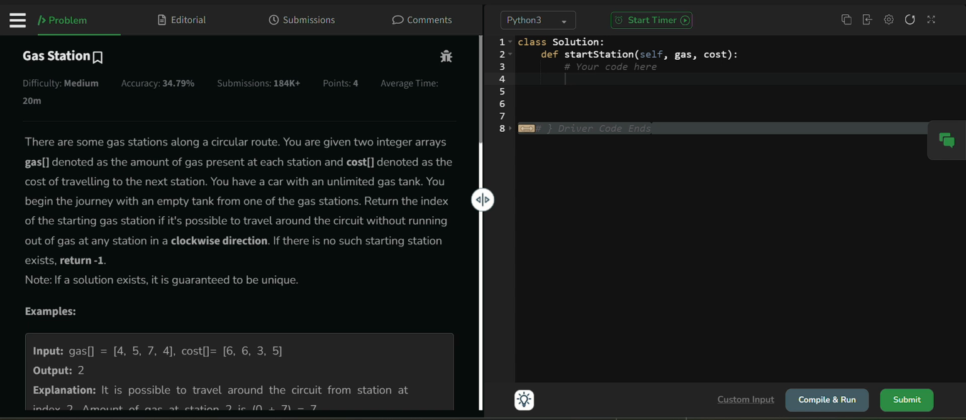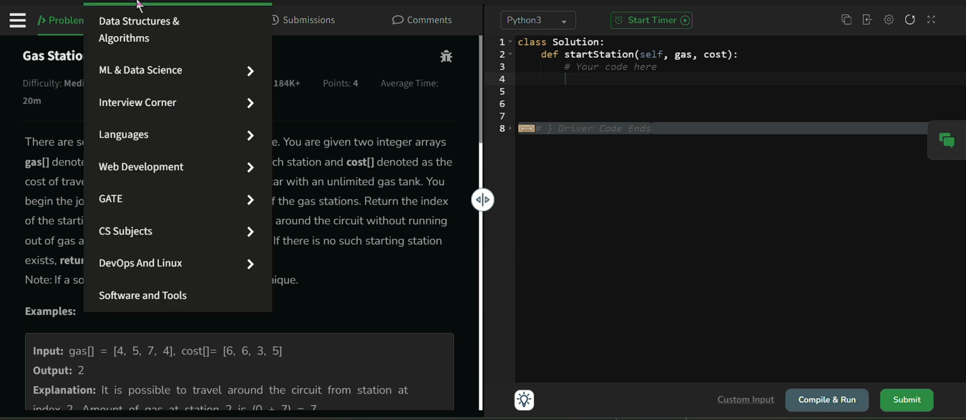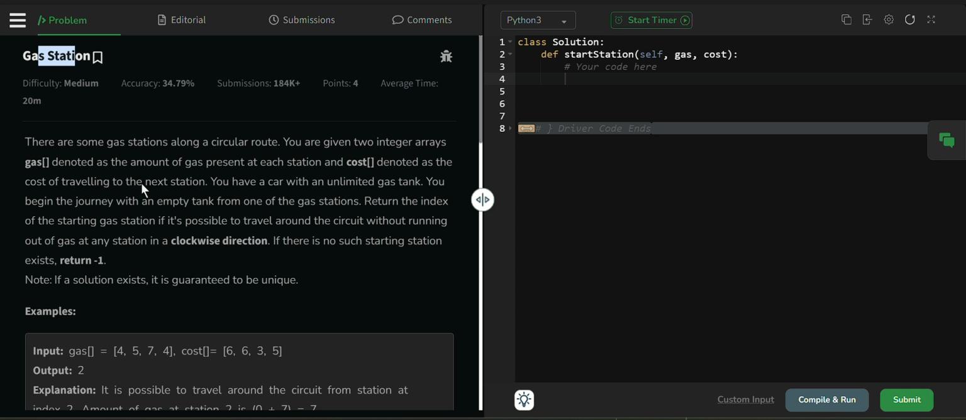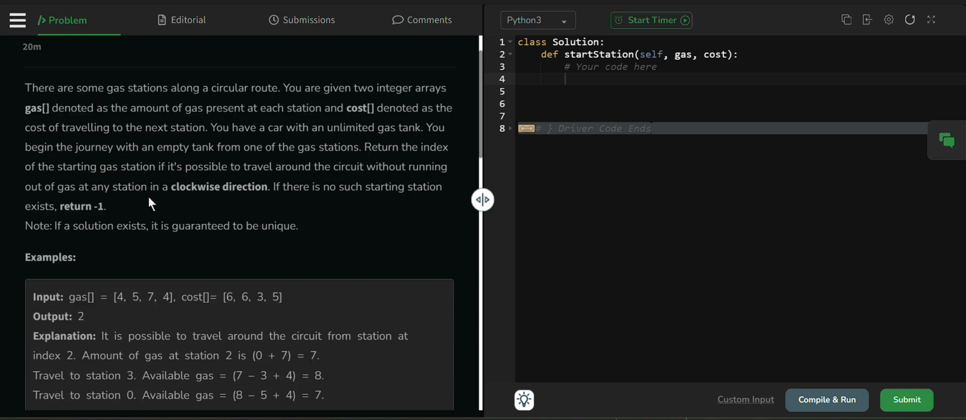Guys, in this video we are going to solve this gas station problem which is on GeeksforGeeks. The question states that there are some gas stations along a circular route. We are given a circular route and two integer arrays, gas and cost. Gas denotes the amount of gas present at each station and cost denotes the cost of traveling to the next station.